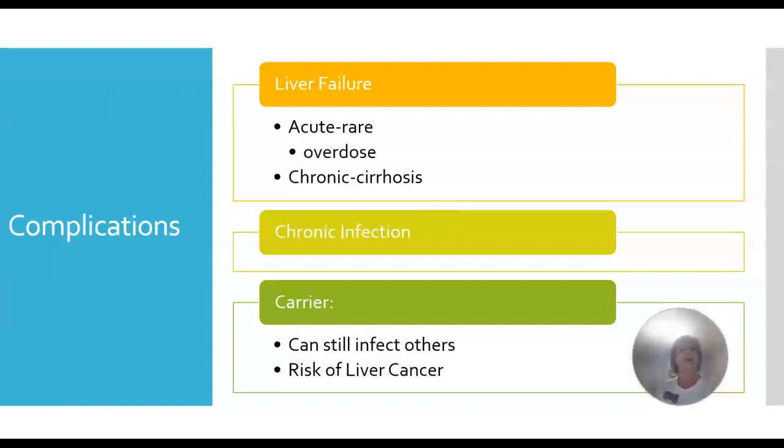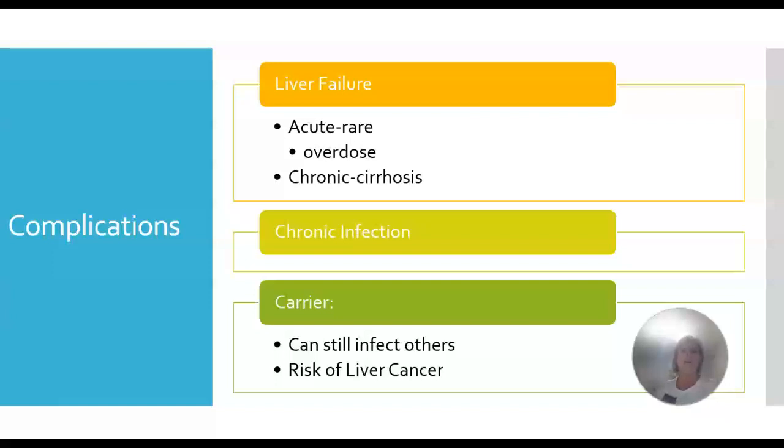Okay, so complications of hepatitis. Now this can be from any type of hepatitis. This can be from viral, bacterial, chemical, or anything. Sometimes complications can be acute, which is rare. Rarely do we get acute liver failure. But if we do, it's typically going to be from an overdose, such as acetaminophen, your Tylenol, where we know that acetaminophen directly targets those liver cells.